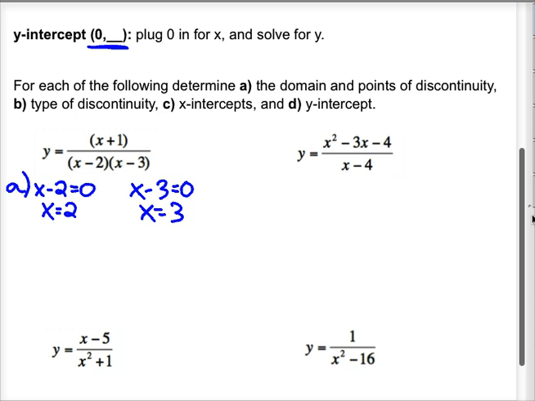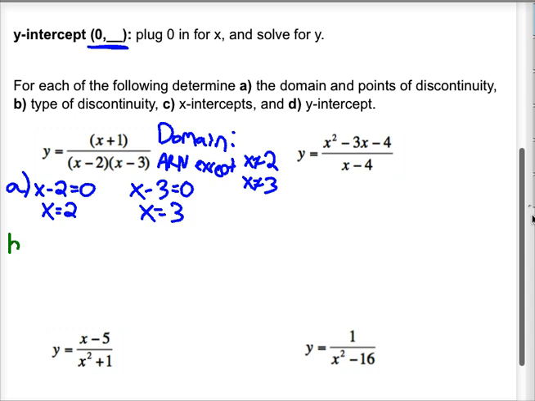And that means that my domain is all real numbers, except x can't be 2 and x can't be 3. So that's part A to all of these. Again, just making the denominator equal to 0 and then saying the domain is all real numbers except at those points.